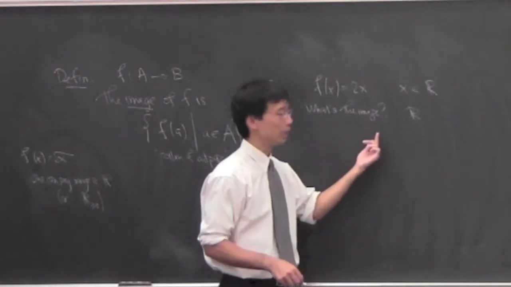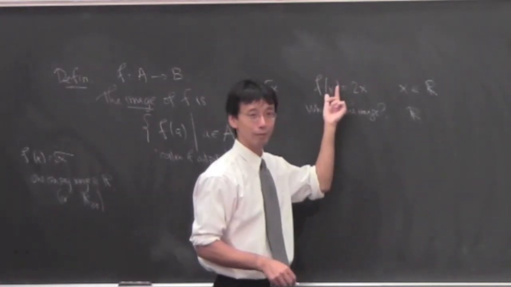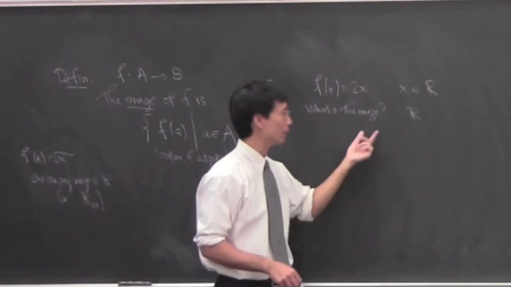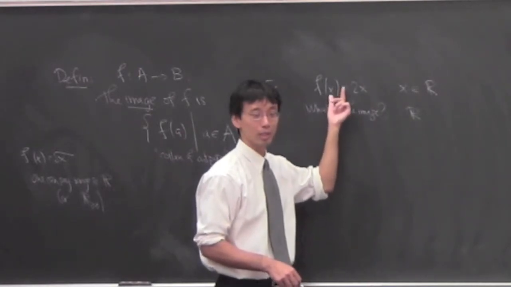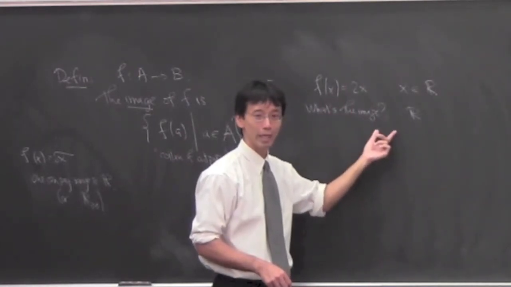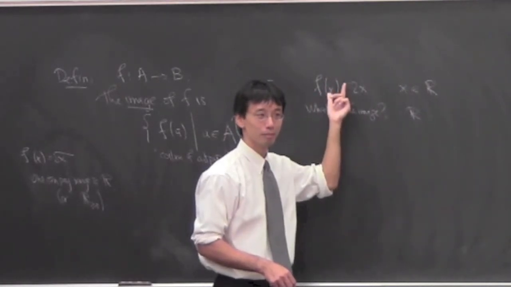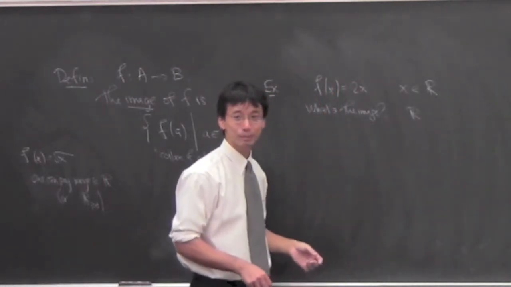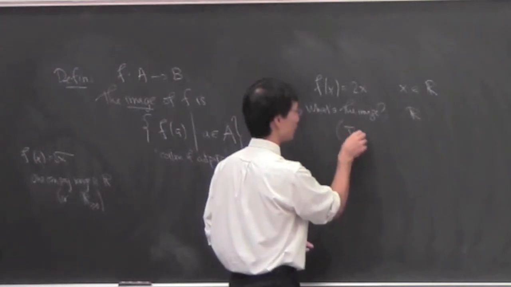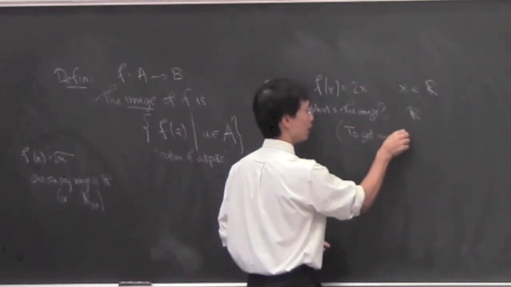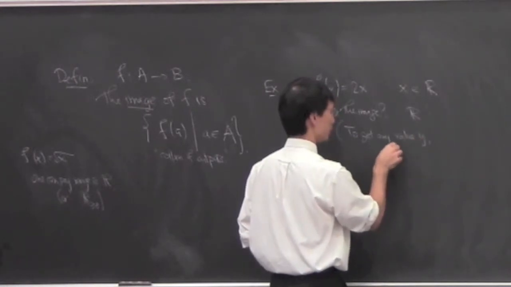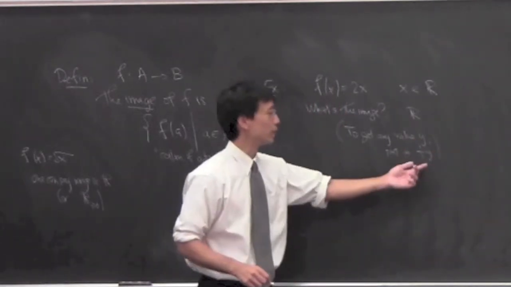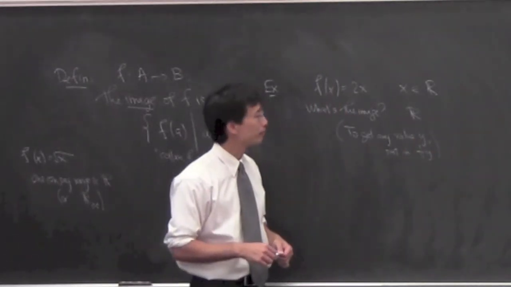If I want to get 1 out of this, I just put in 1/2. If I want to get 2 out of this, I can put in 1, etc. If I want to get -1 out of this, I put in -1/2. If I want to get y out of this, I put in half of y. To get any value, just put in half of it as the input.